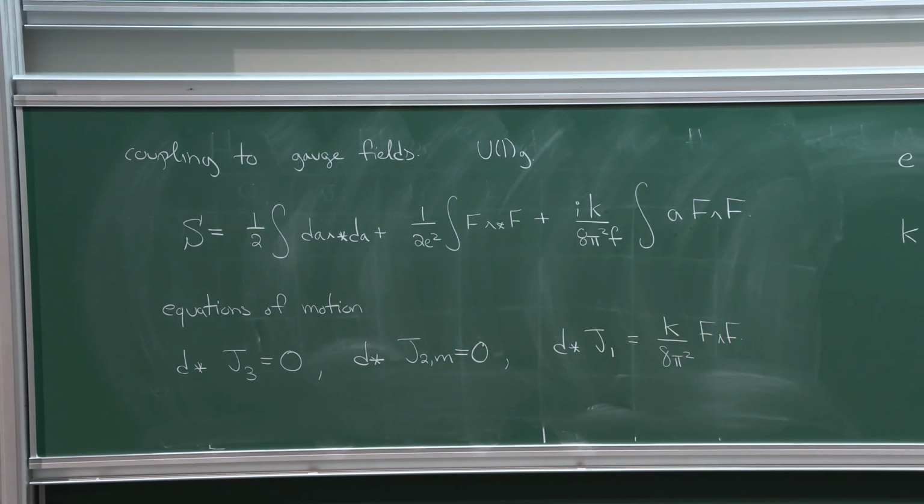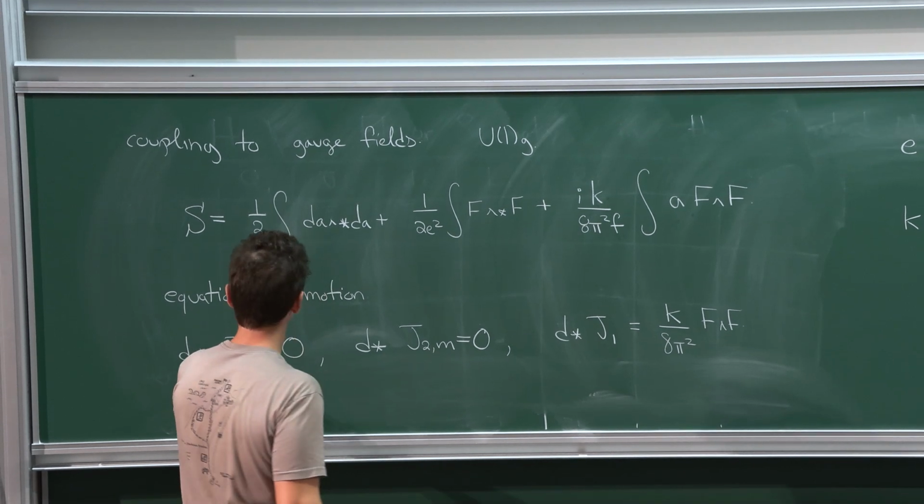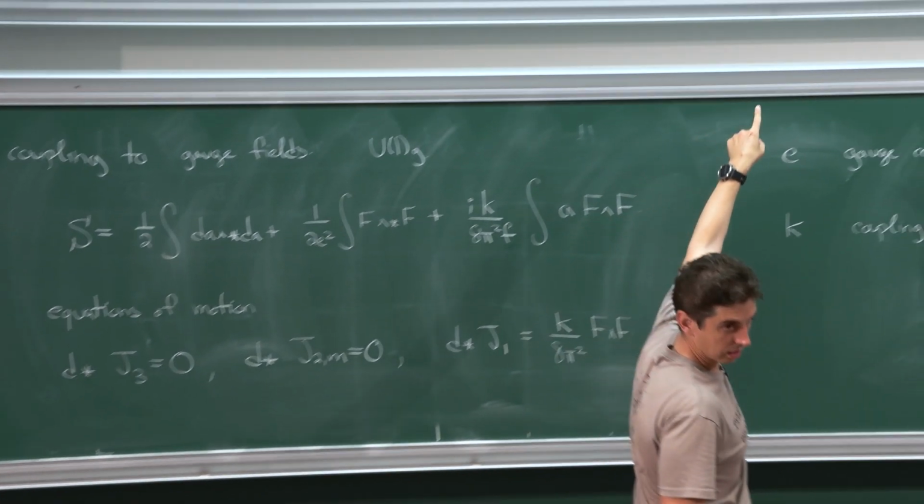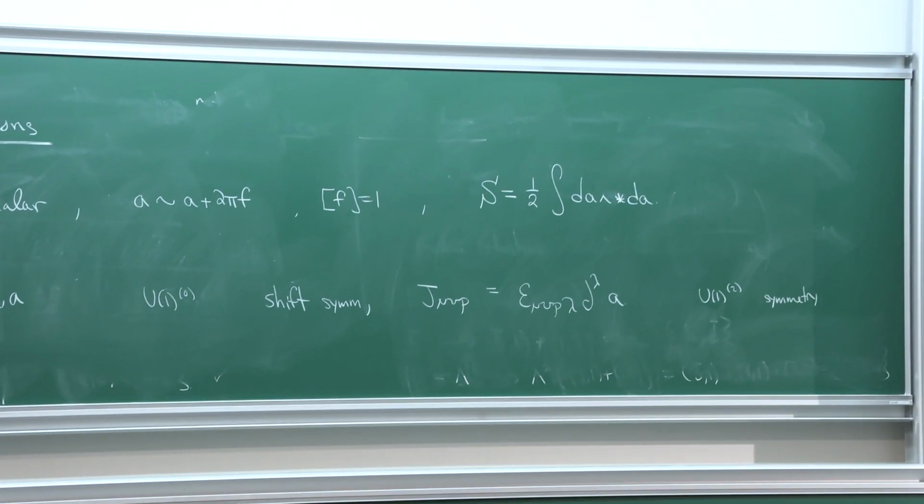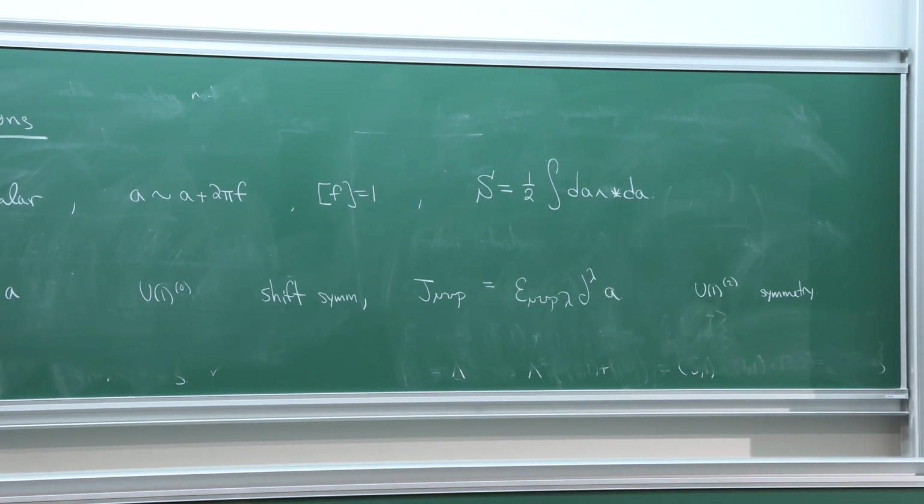And what's the notation? What's J3, J2, J1? Sorry, it's the number of form indices. So this is that 3-form current there. I just got bored writing the indices and started writing it in terms of differential forms.